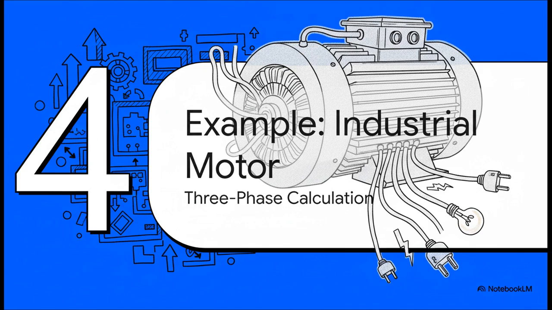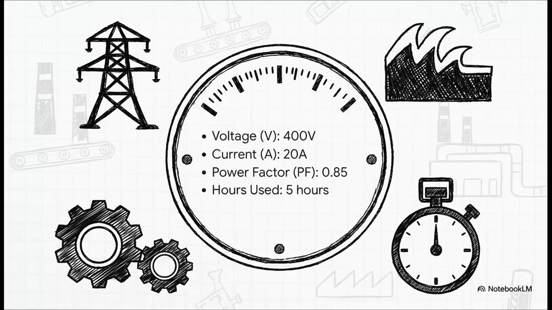Okay, so we've totally mastered a regular home appliance. Let's level up a bit, shall we? Let's tackle one of those bigger three-phase industrial motors and see how that other formula works. All right, so for this big motor, the numbers are definitely bigger. We're talking 400 volts, 20 amps. It's got a pretty typical motor power factor of 0.85, and it's been chugging along for a full 5 hours.